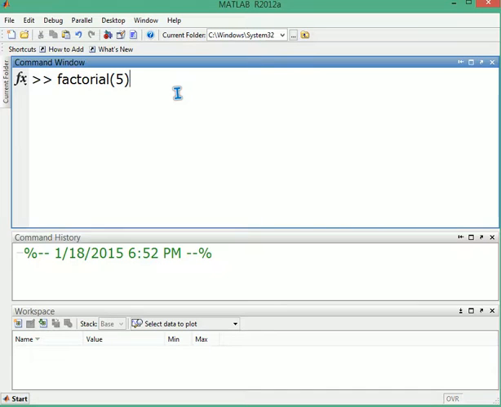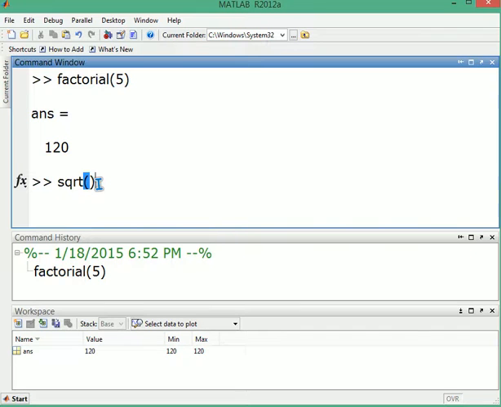So 5 into 4 into 3 into 2 into 1. This is how factorial is computed in MATLAB. This is a function called factorial, and we pass the value as a parameter. Here we pass 5. Now if we wish to compute the square root, we have a function called sqrt. So you may just place that number for which you need to find a square root.